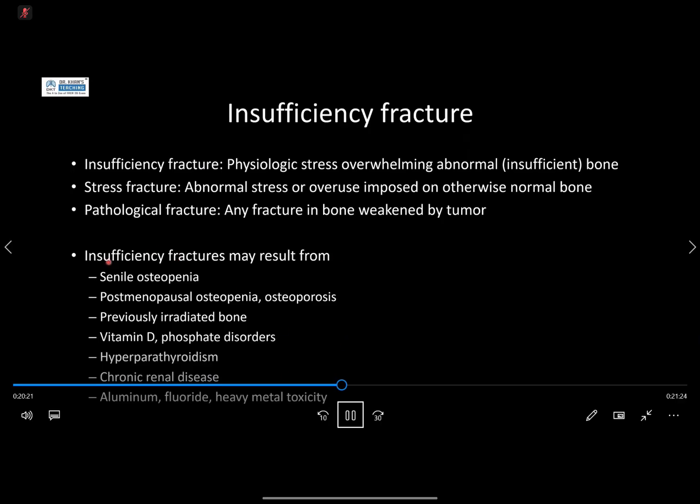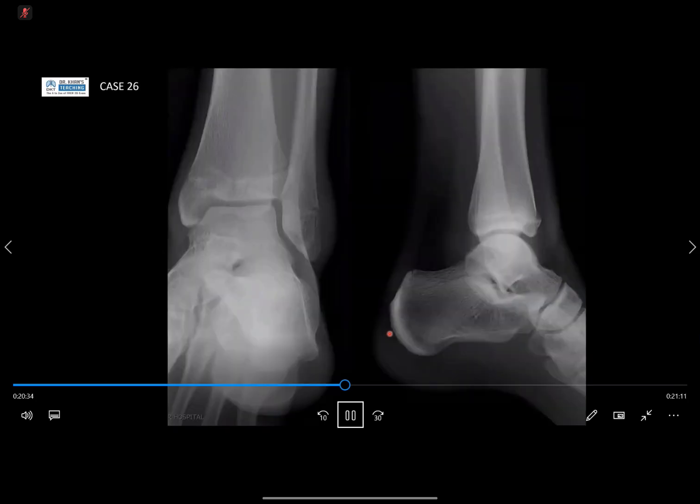This is more from the adult population. You can get insufficiency fractures from lots of things. I think in kids, you are thinking more of the previously irradiated bone because radiotherapy is quite common in the pediatric cancers. Okay, next case.